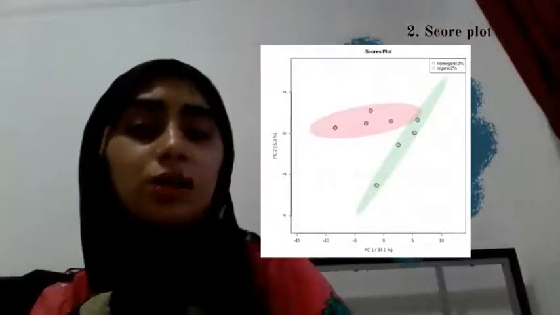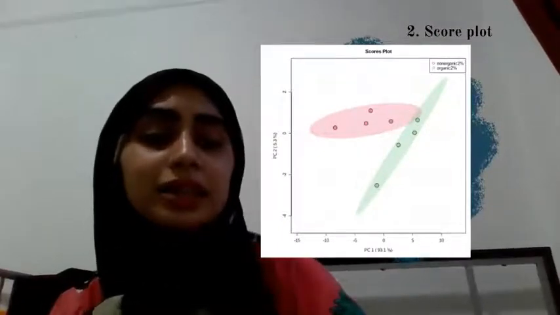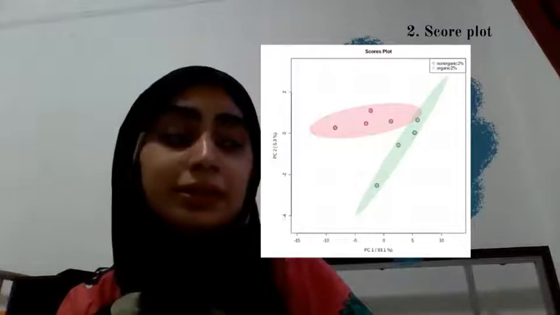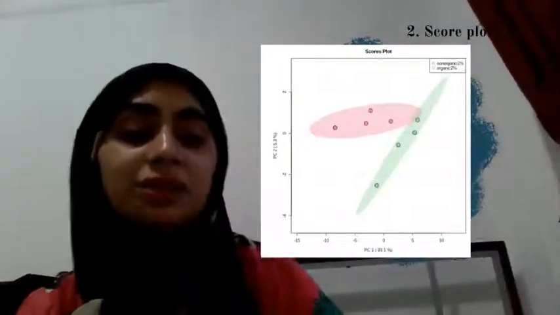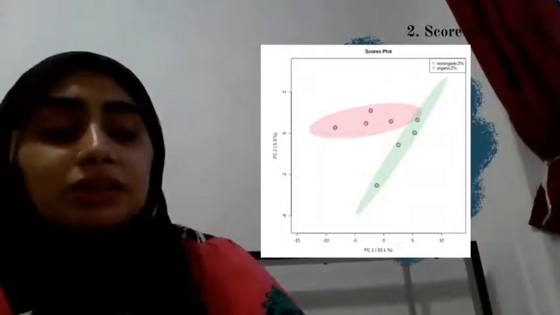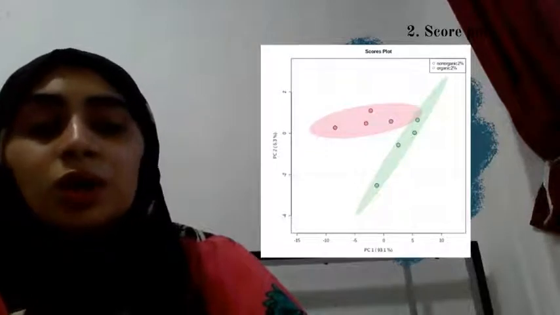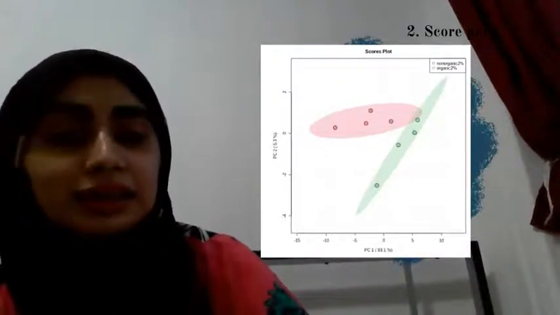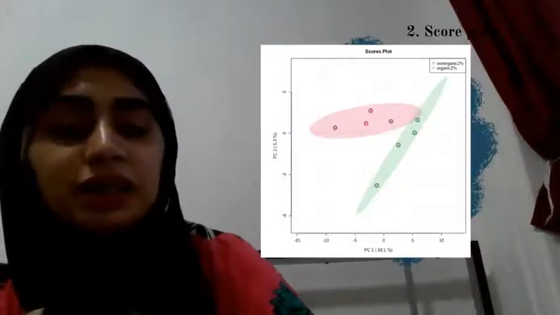Next, using the score plot, we can see that the red is the conventional while the green are the organic samples. There is a clear difference between the compounds due to minimal to no overlap amongst the samples. This concludes that there is a difference, but the specific difference is not known yet.